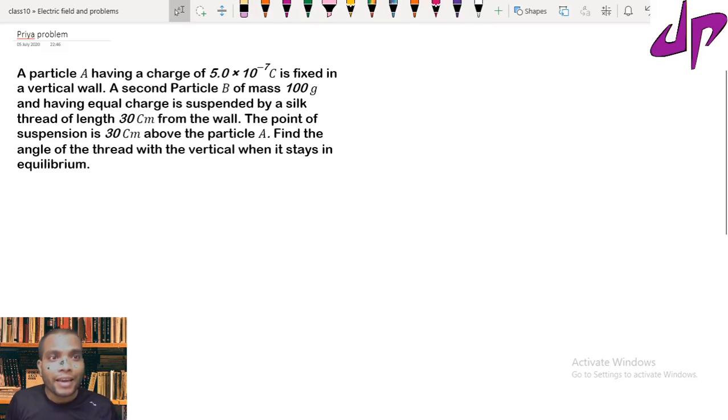A particle A having a charge of 5 times 10 power minus 7 coulomb is fixed in a vertical wall. A second particle B of mass 100 gram and having equal charge is suspended by a silk thread of length 30 centimeter from the wall. The point of suspension is 30 centimeter above the particle A. Find the angle of the thread and the vertical when it stays in equilibrium.